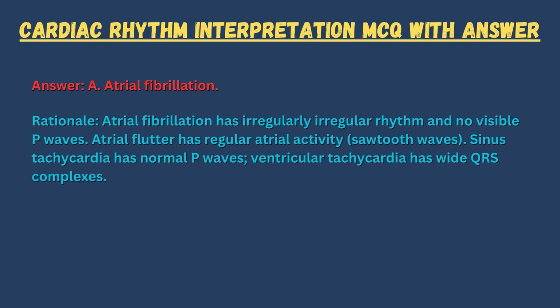Answer: A. Atrial fibrillation. Rationale: atrial fibrillation has an irregularly irregular rhythm and no visible P waves. Atrial flutter has regular atrial activity, sawtooth waves. Sinus tachycardia has normal P waves. Ventricular tachycardia has wide QRS complexes.